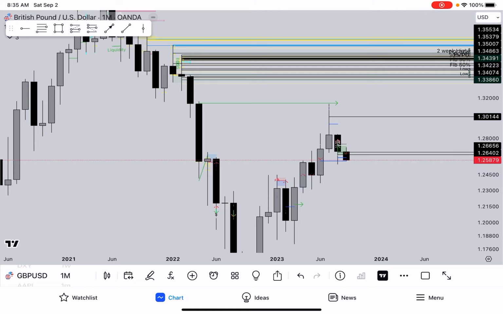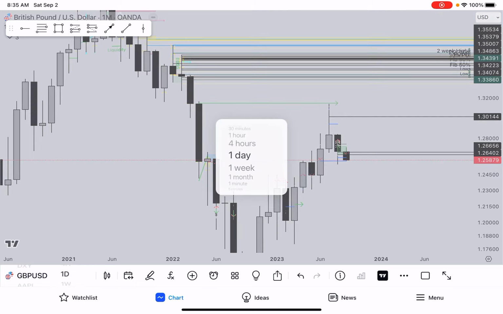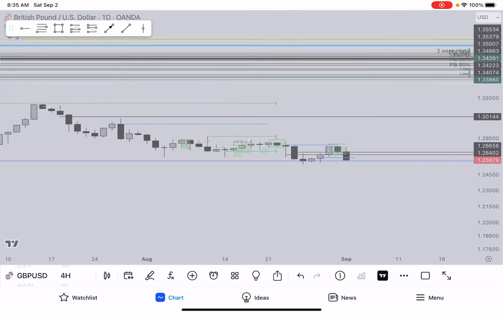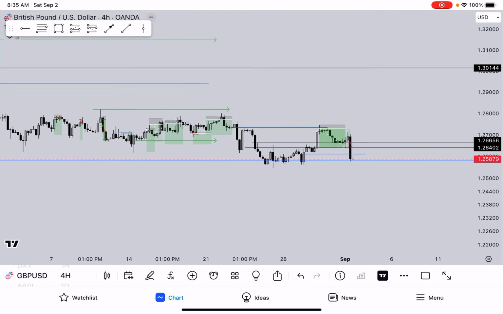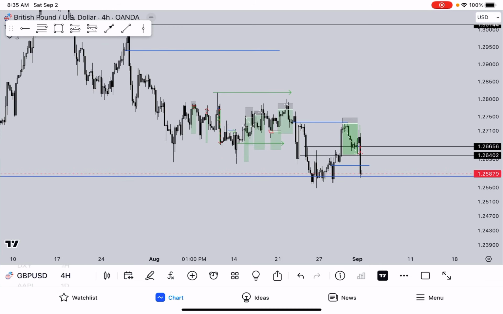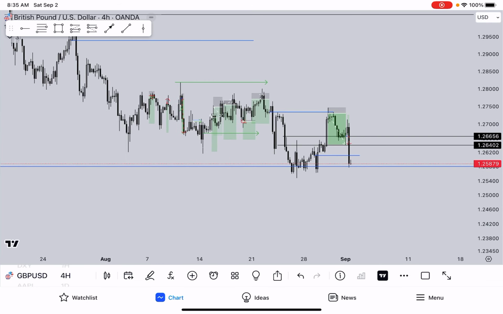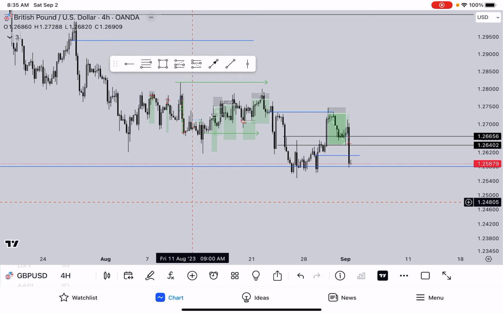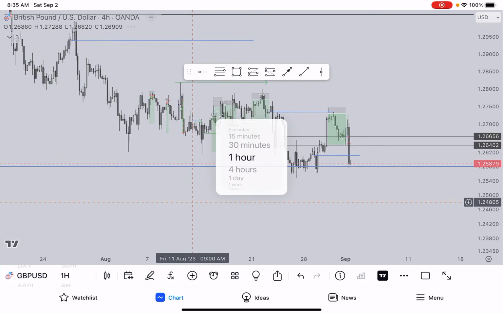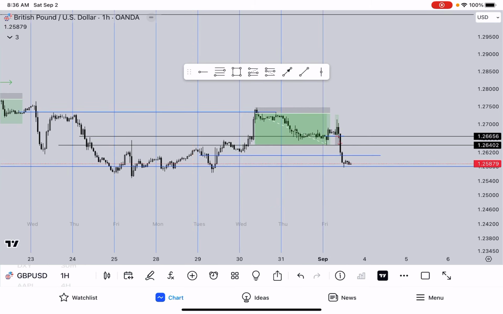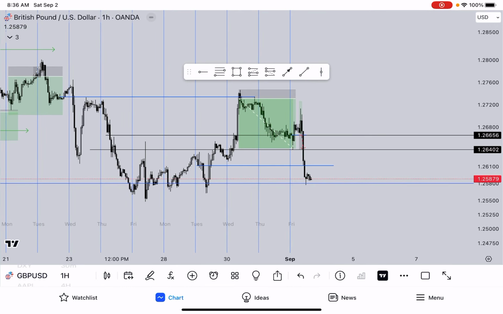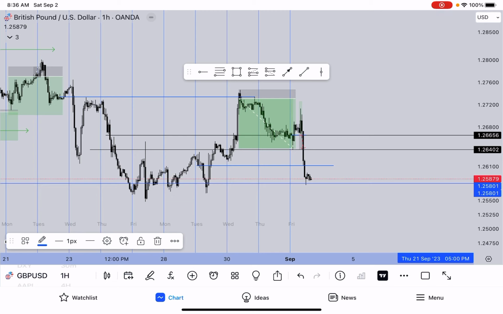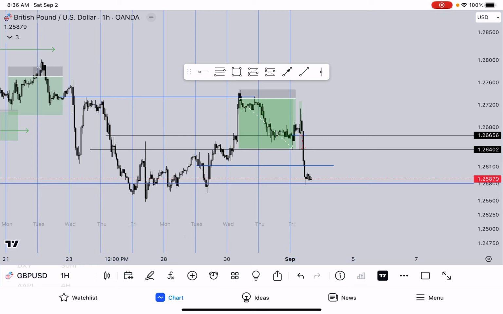We have a monthly order block there. Okay, cool. Back to the daily, back to the 4 hour. Okay, so in terms of price, let's go to the 1 hour. Perfect. Okay, so this bottom line is that daily order block.